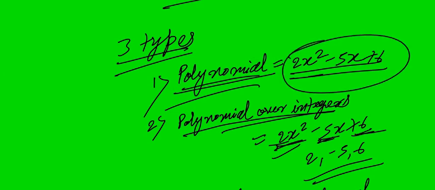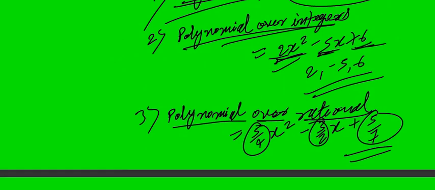I hope you all have understood the types of polynomials. Now we are going to talk about constants in a polynomial. So what is a constant? What is a variable?